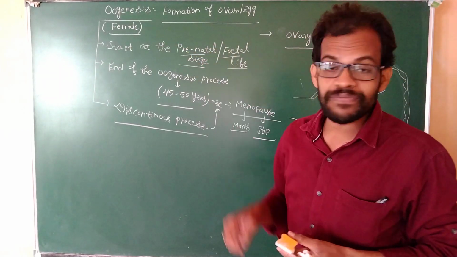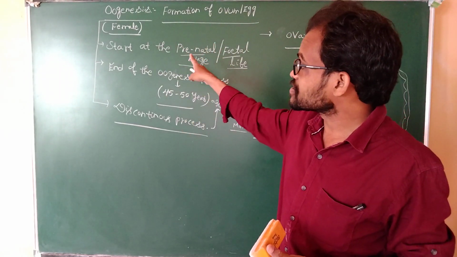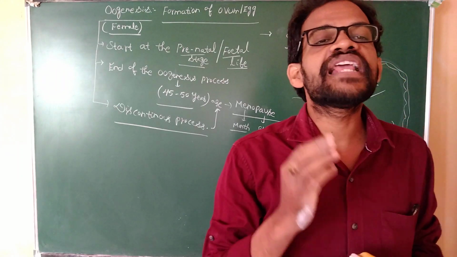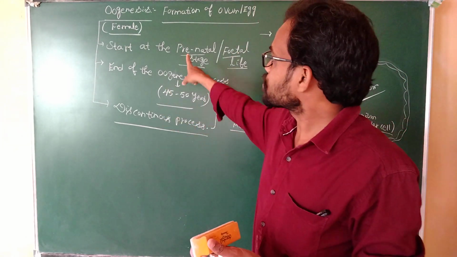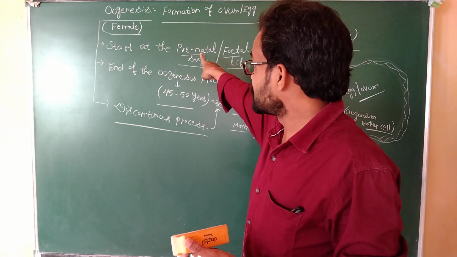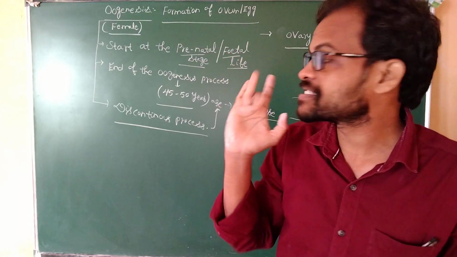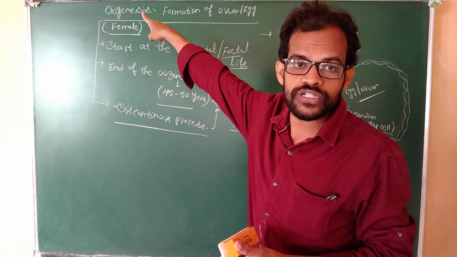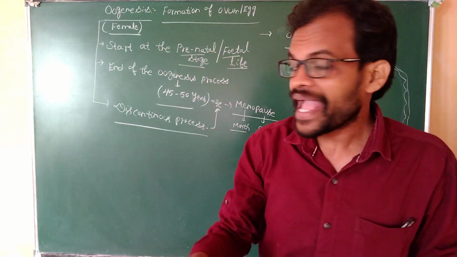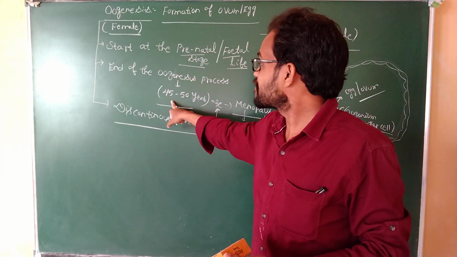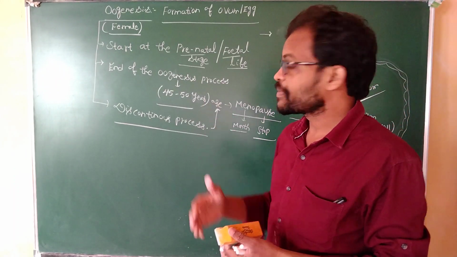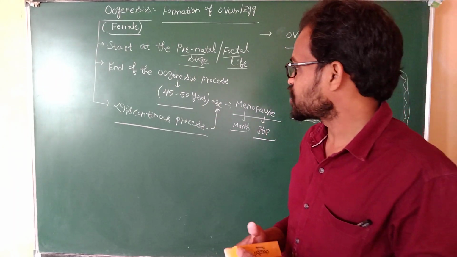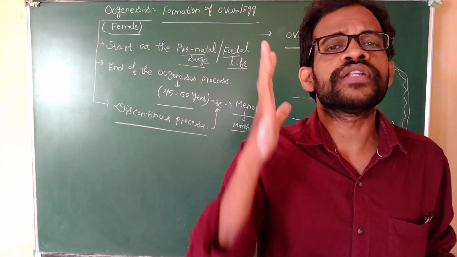This process takes place in females. Once the female baby grows inside the mother's womb, this process starts. This is known as the prenatal stage, also the fetal life. The process stops at the age of 45 to 50 years, when they reach the menopause condition. It is a discontinuous process.